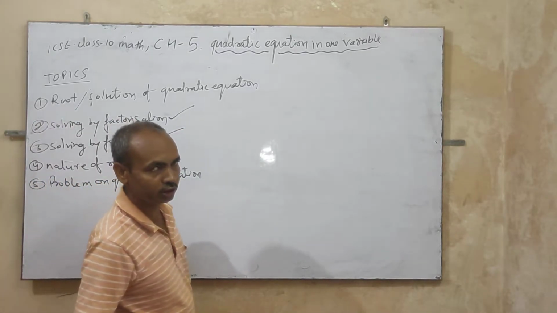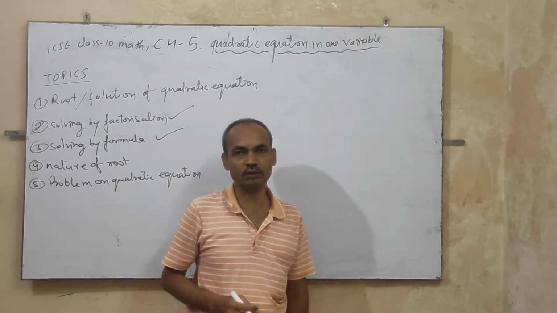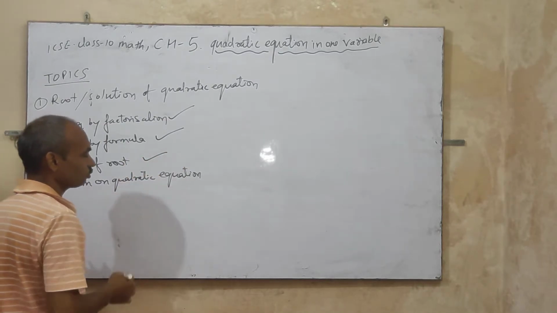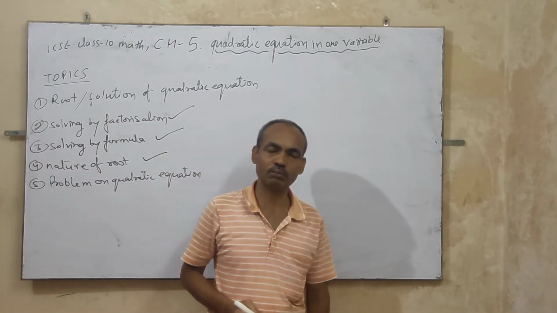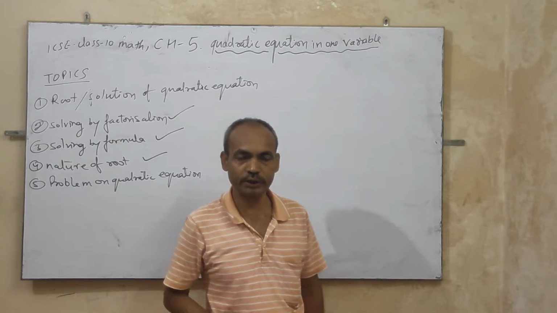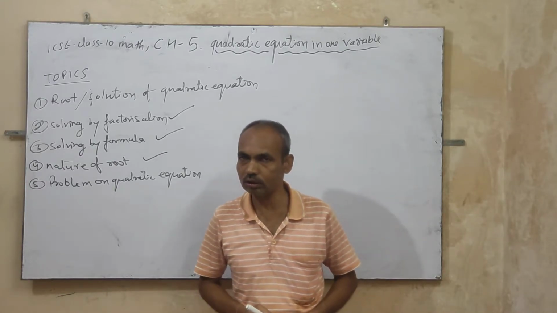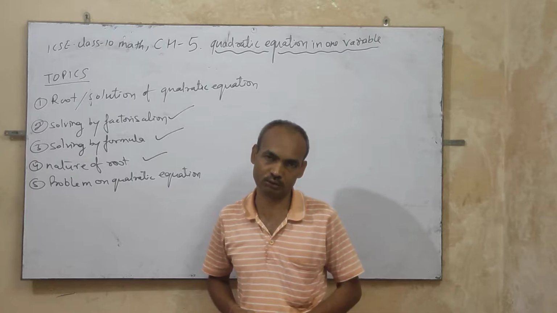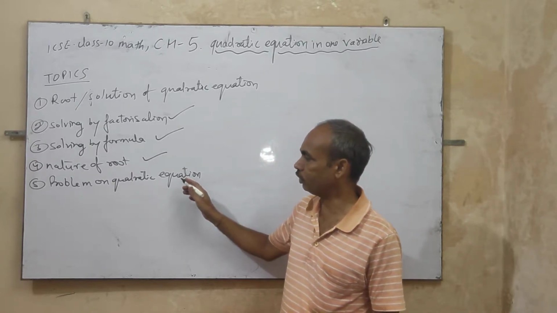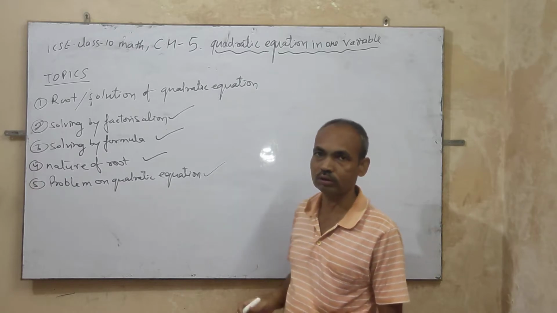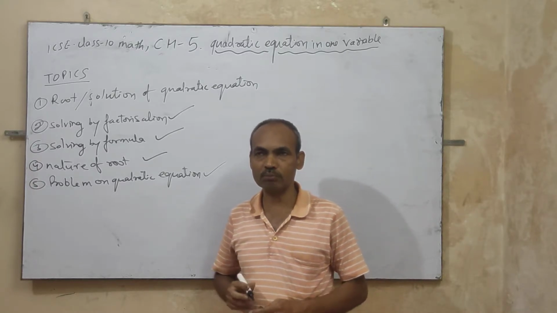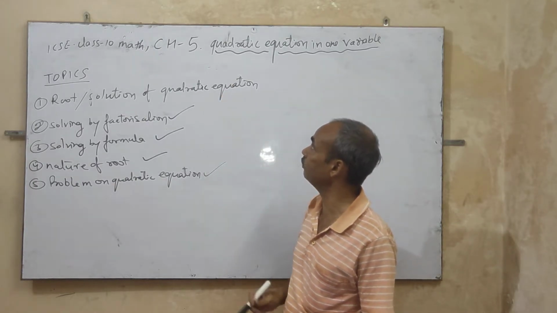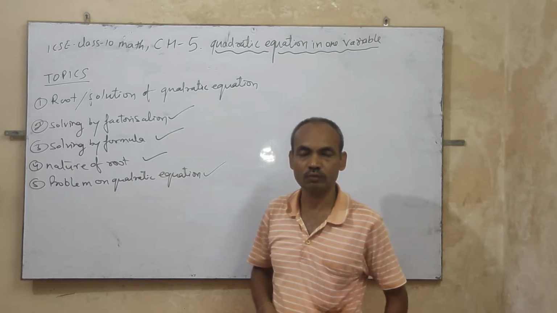The third topic is solving by formula. You can solve the quadratic equation by just applying a very simple formula. And the third point, nature of root. How can you get your answer without solving? Do not use any quadratic formula or factorization, and you can directly get the nature of the answer. And the last topic is problems on quadratic equations. The daily use problems in quadratic equations can be solved in this chapter 5, quadratic equation in one variable.